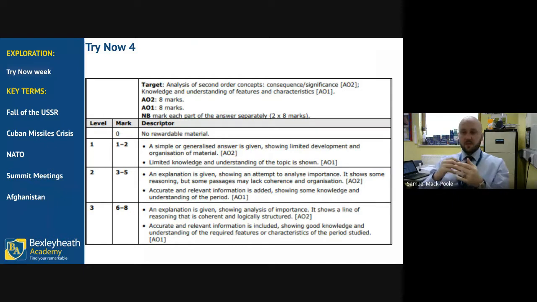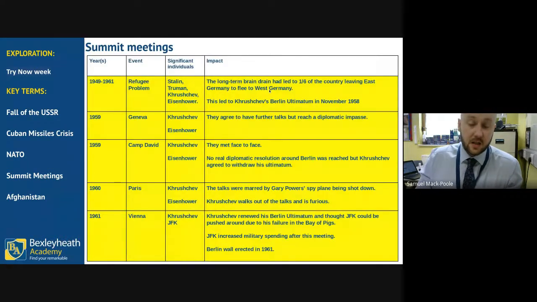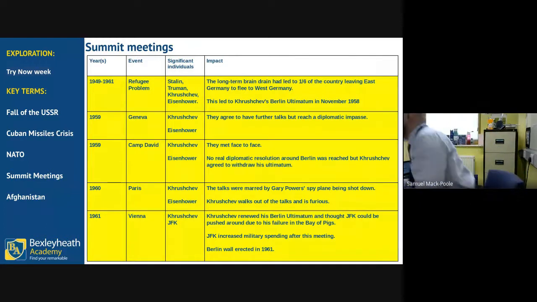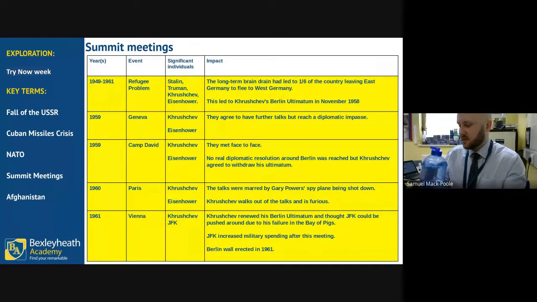Now, before we get on to why they're important and the more consequences and impact, I think we should go through causes, events, and consequences. Do you not? I think we should. And actually, let's just go through what happens at these summit meetings at the time of them. So this is more like the causal stuff here, the refugee problem, 1949 to 1961.